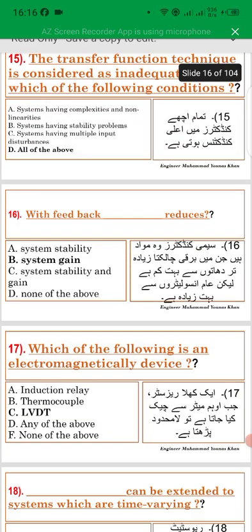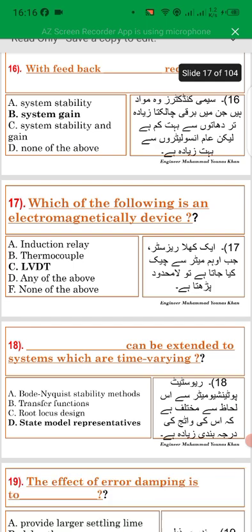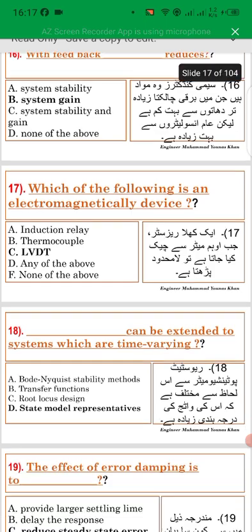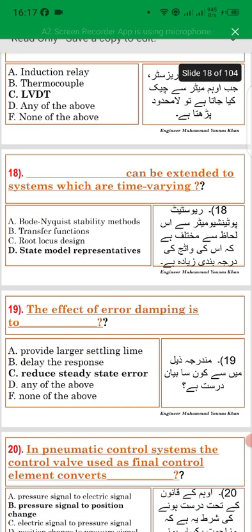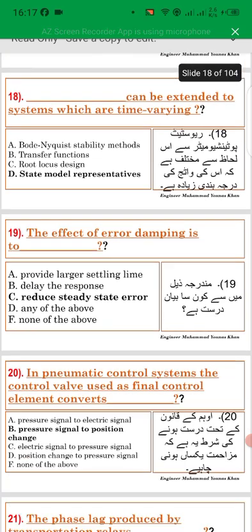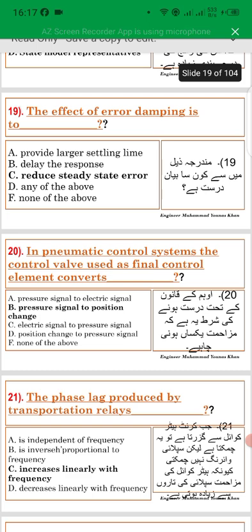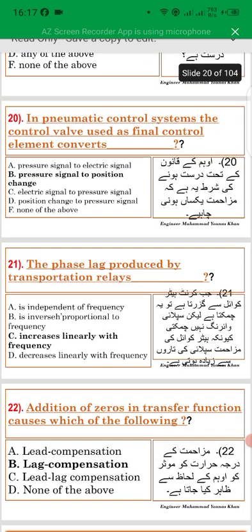Which feedback system gain reduces? Which of the following is an electromagnetic device? LVDT. State model representation can be extended to systems which are time varying. The effect of error damping is to reduce steady state error. In pneumatic control system, the control valve used as final control element converts pressure signal to position change.